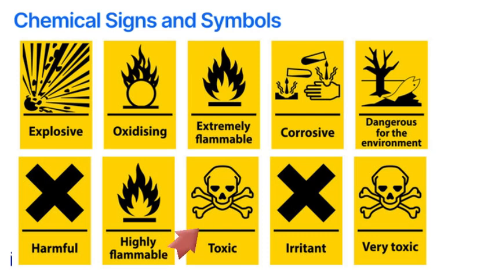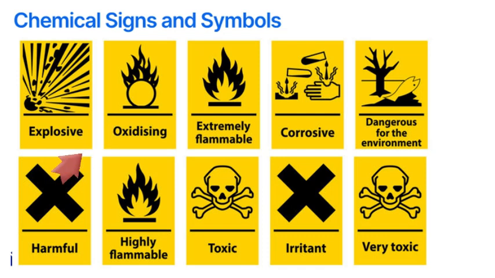The skull and crossbones means the substance is toxic and can cause serious harm. The flame symbol tells us it is flammable and can catch fire easily. The test tube pouring on a hand means it is corrosive and can damage skin or materials. The radioactive sign shows it emits dangerous radiation. The biohazard symbol warns us that it contains harmful biological materials.